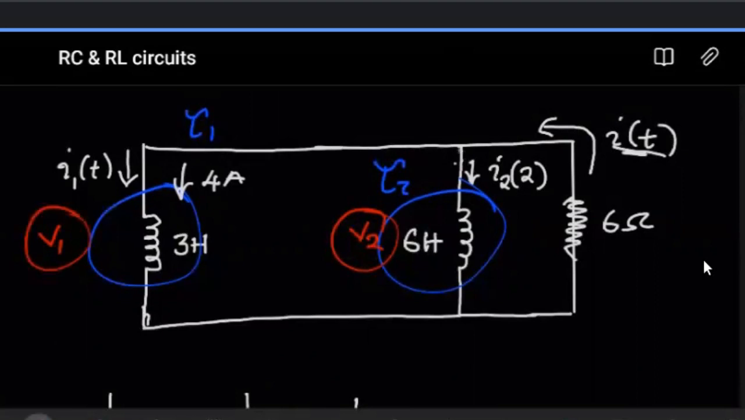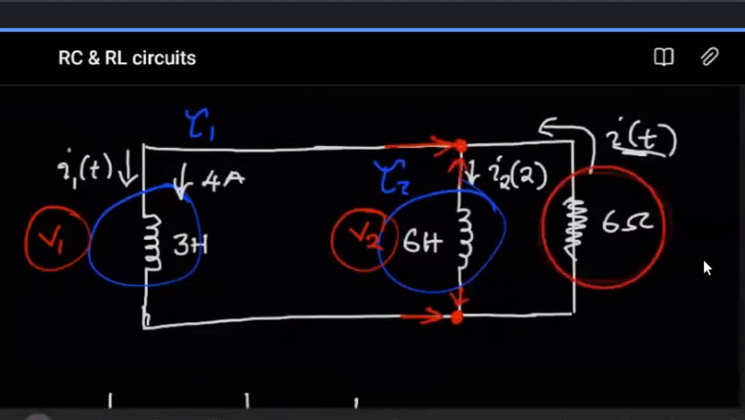Firstly, you have to see that they are connected in parallel to each other. Because of that, what you expect is that the potential difference in this way will have to be the same as the potential difference viewed in that way. And to know the potential difference across these two, all you have to know is the potential difference across this one. So if we can find the potential across the 6 ohm resistor, then we can compare it to the potential across V1 and V2.